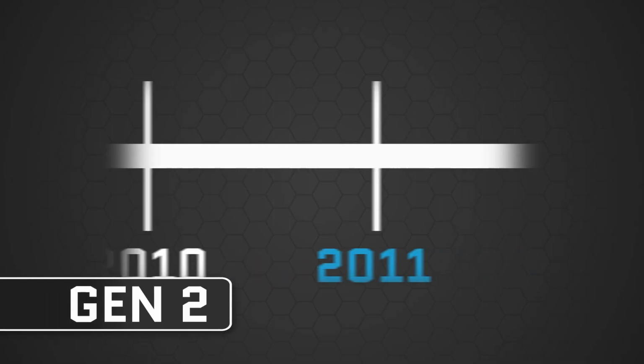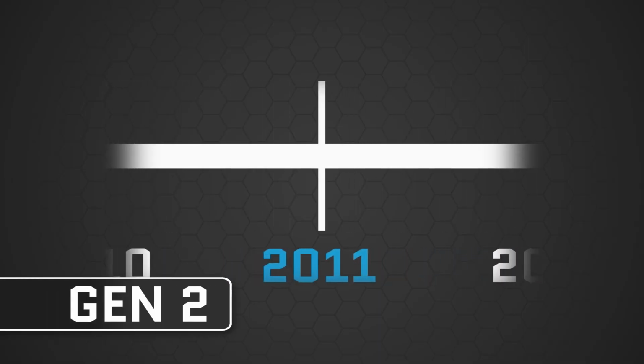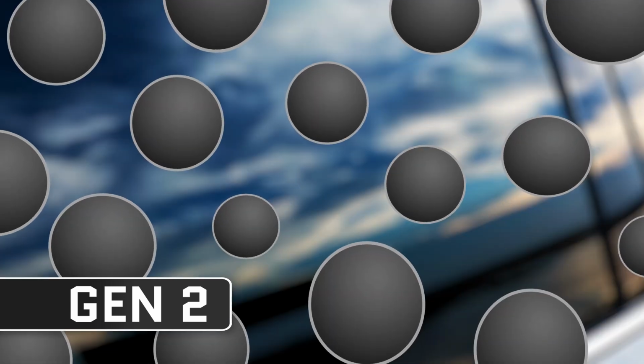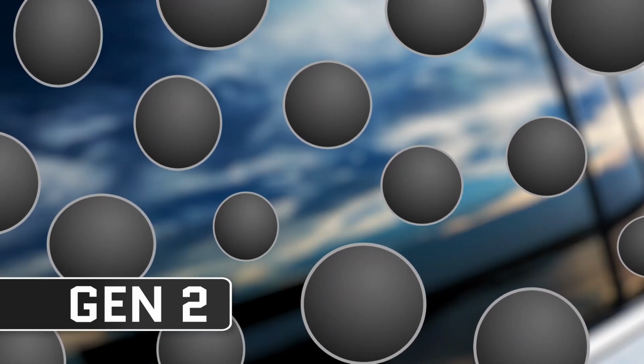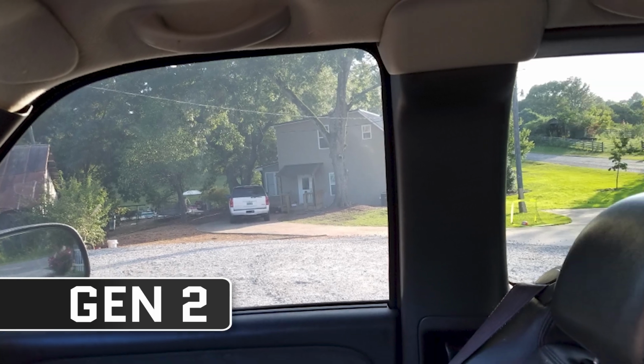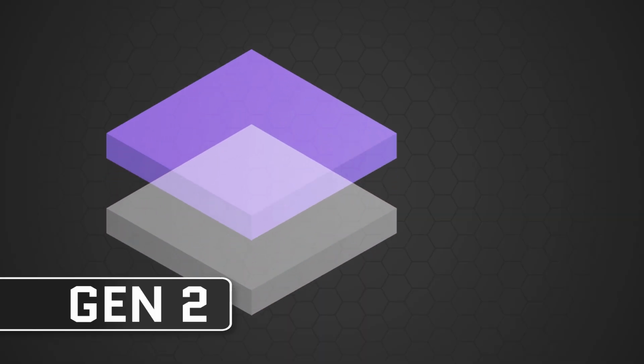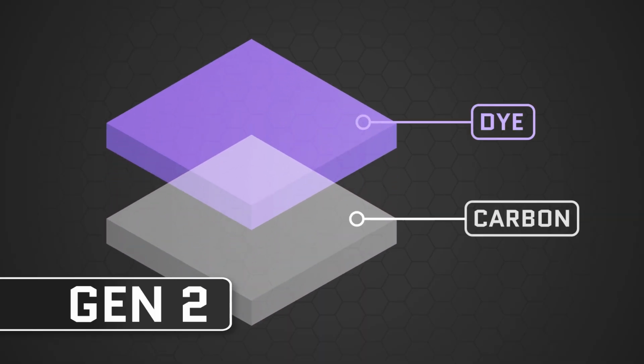Carbon window film saw a modest upgrade in 2011 with the introduction of Generation 2. The nanoparticles were reduced in size but are still inconsistent. The dye and the carbon are distributed in 2 separate layers. The dye is incorporated into the layer of polyester using a method called chip dyeing, while the carbon is found in the laminate glue layer.